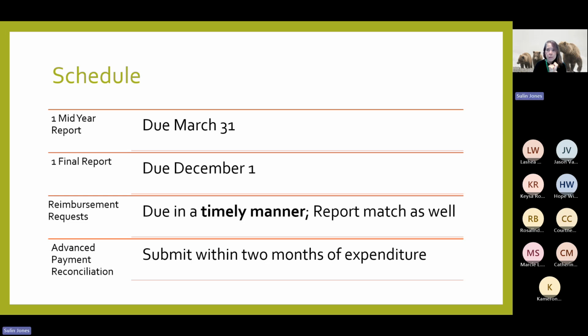Then if you do have an advanced payment, I have written it into the GIA. We need that reconciliation within 2 months of you making that expenditure. That is good project management on my part. It's also some lessons learned because we give them money. We do need to know that you are spending it down as you have indicated you would in the budget.